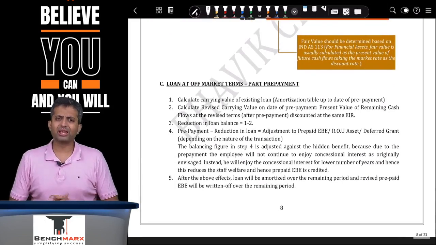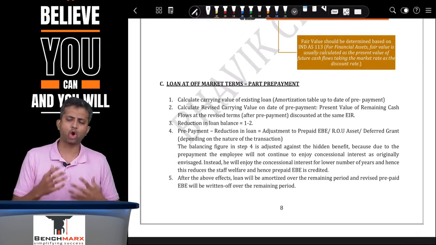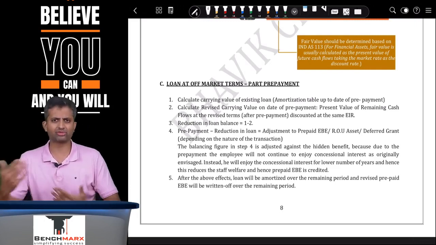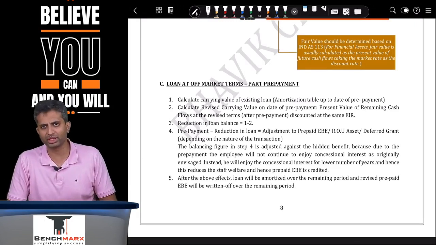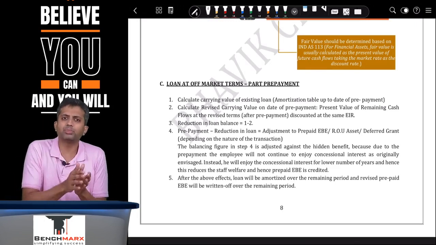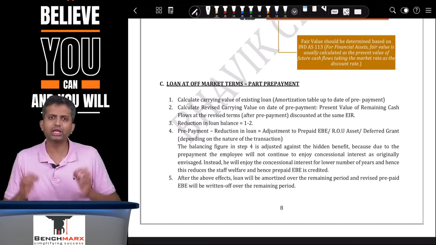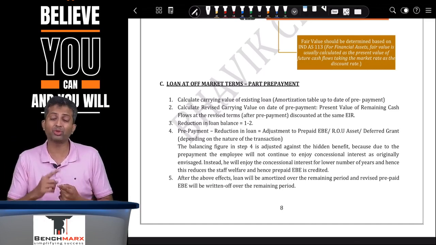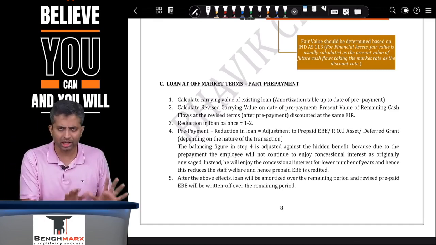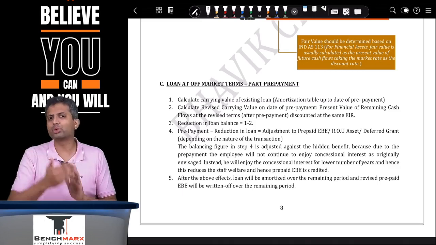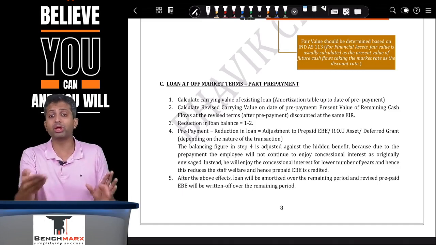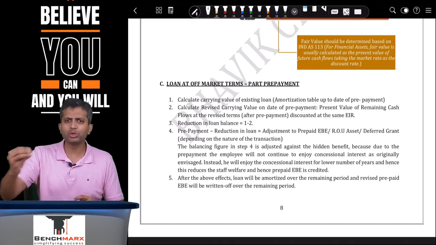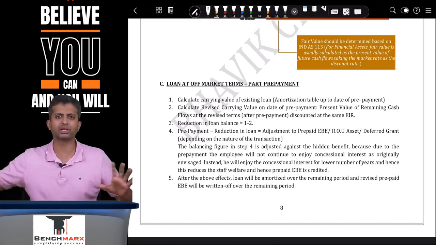Acha, there is a fairly important question which has come twice in the exam, where there is a loan at off-market terms, like an employer-employee loan, and then there is a part payment, a prepayment, which is done by the employee slightly early. So if a part prepayment is done, then on the date of prepayment, what do we have to do? We have to find the carrying value currently, and record the prepayment, after which you find what should be the revised carrying value. My revised carrying value will be the present value of the remaining cash flows after considering the prepayment.